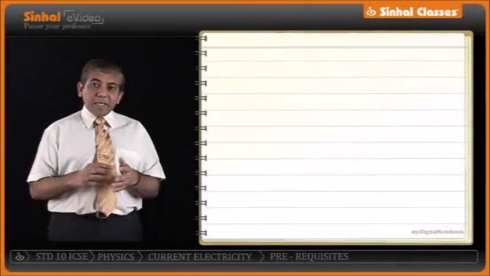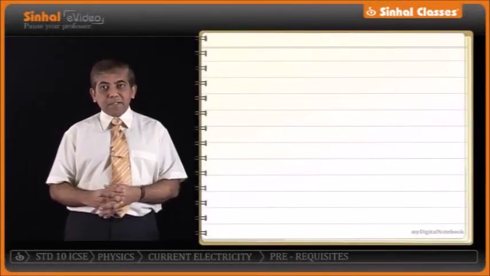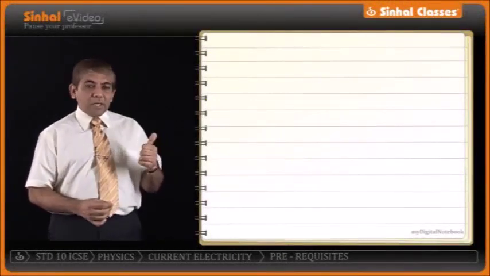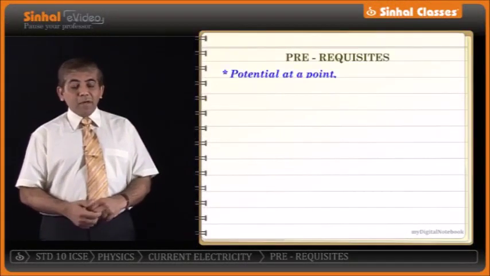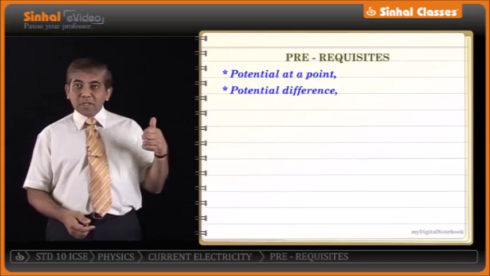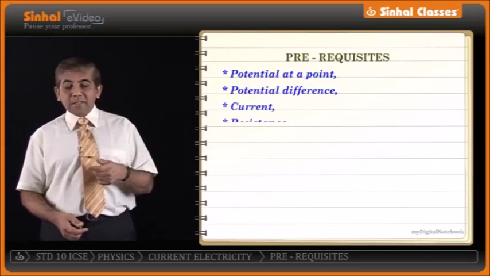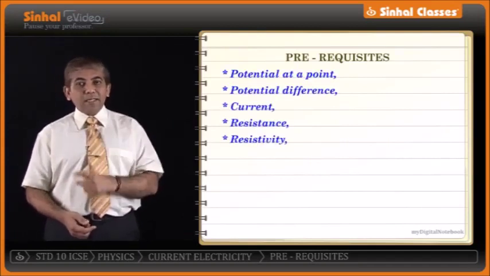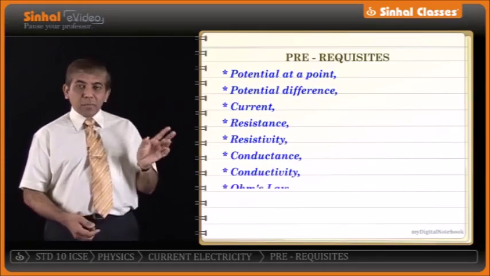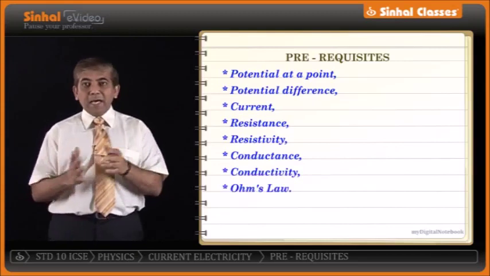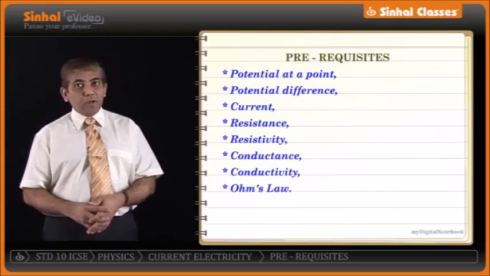As far as the basics are concerned, that is, prerequisites. Talking about prerequisites, we should know certain terms. What is potential at a point? What is potential difference? What is current? What is resistance? What is resistivity? What is conductance? And what is conductivity? Based on these, we go on to what we call a universal law, which is Ohm's law.